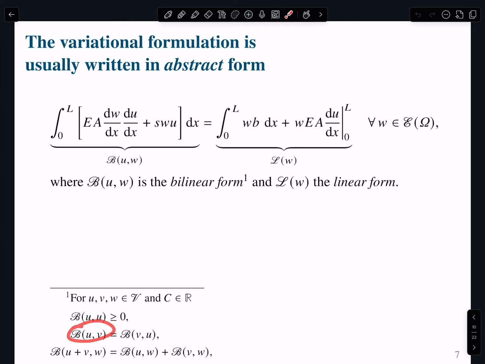So in a way, you're saying this is bounded below. You also have a symmetry condition: b of u, v is equal to b of v, u. If I look at this bilinear form, I can simply swap u and w and I get the same expression, so it is indeed symmetric. And then you have a distributive property: b of u plus v comma w is equal to b of u comma w plus b of v comma w.